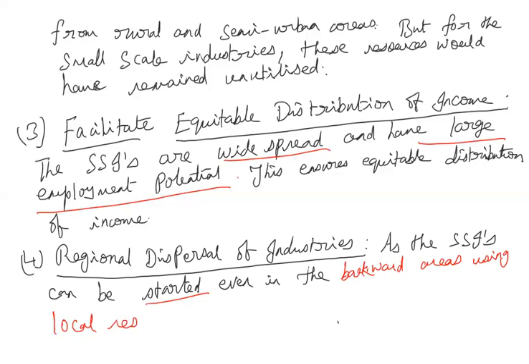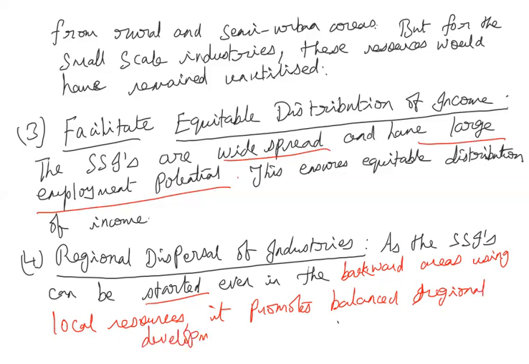So using local resources, it promotes balanced regional development. Another advantage of small scale industries is that they prevent people from migrating from rural areas to urban areas. So all those problems of migration, overcrowding, and congestion which we are facing in the urban areas are eliminated because of the establishment of small scale industries in the backward areas.